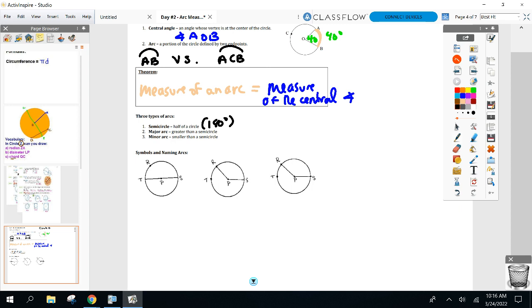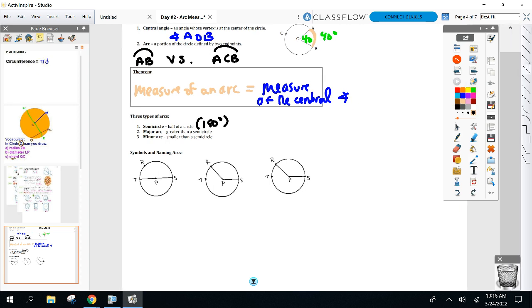All right, what if I want something more than half the circle, more than 180 degrees? I call it a major arc. Major arc is something bigger than a semicircle, so more than 180. Anything smaller than a semicircle, I call a minor arc. Okay, so major is anything bigger than 180. Minor is anything smaller than 180.